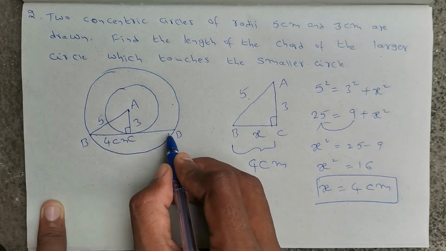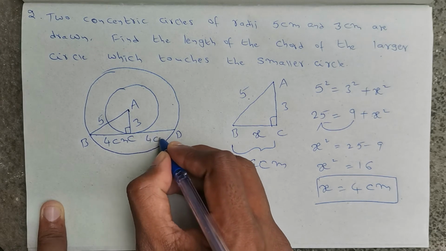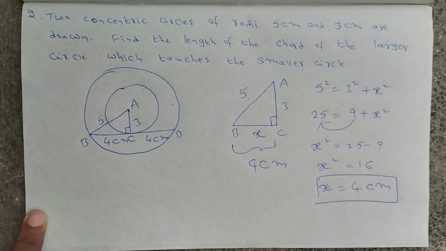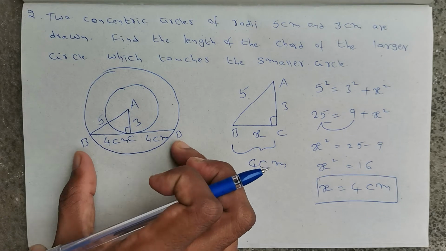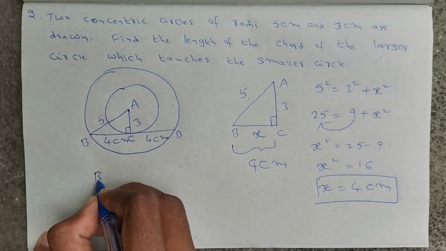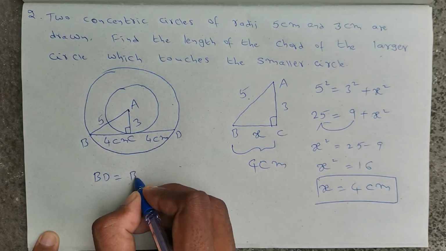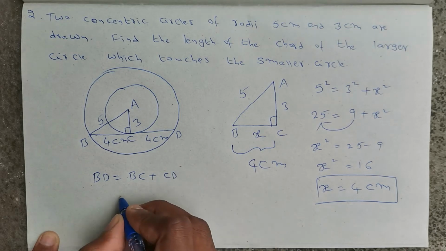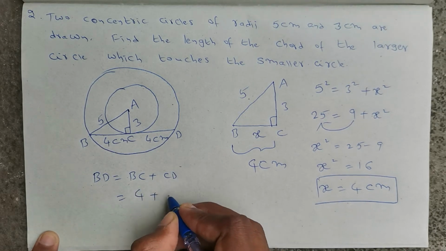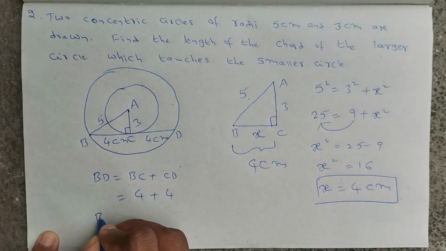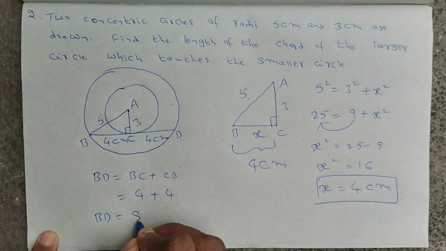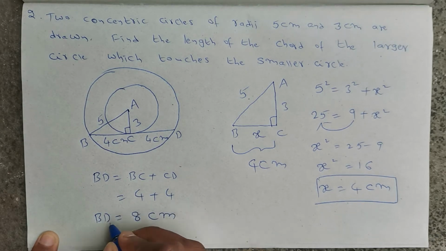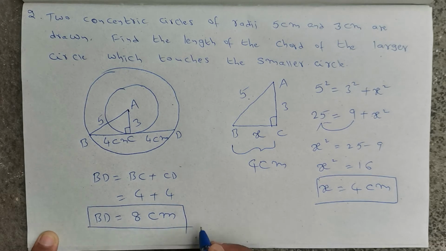Then the same will be there from C to D also. It is also 4 centimeters. So we want the total length of the chord. Then BD is equal to BC plus CD. So BC is 4, CD also 4. So BD is equal to 4 plus 4, 8 centimeters.